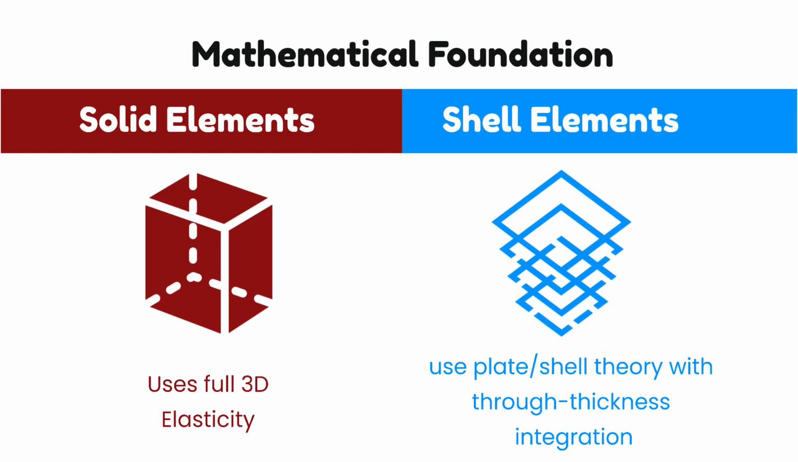Shell elements, in contrast, are derived from plate and shell theories, like the Kirchhoff or Mindlin formulations, which simplify the math by integrating through the thickness. So instead of solving for every tiny layer, shells use a smart mathematical shortcut to represent bending and membrane effects accurately without all the heavy computation of a full 3D model. In short, solids go all in on physics, while shells rely on smart approximations.